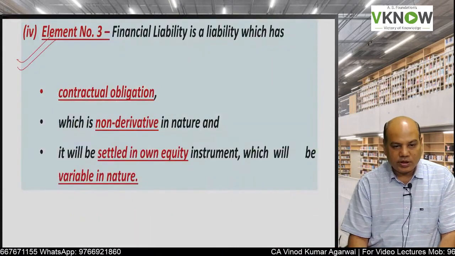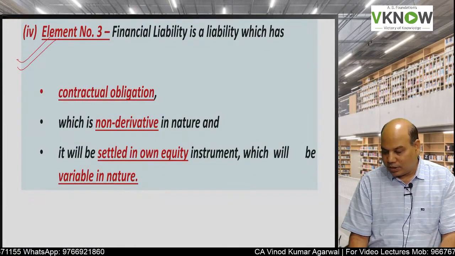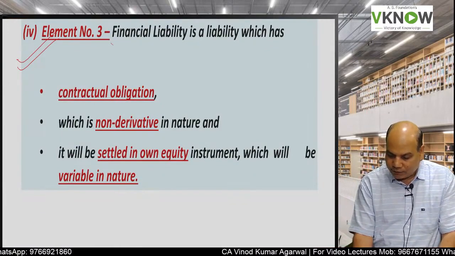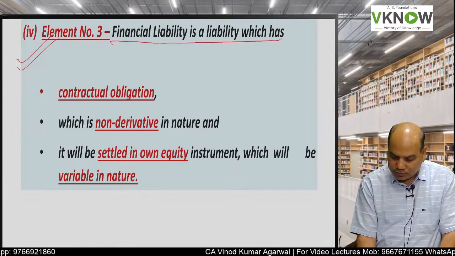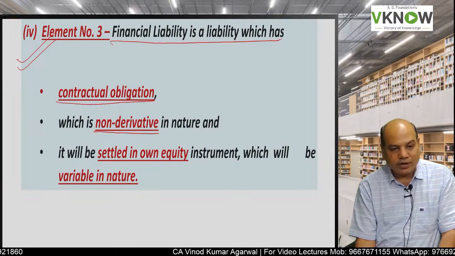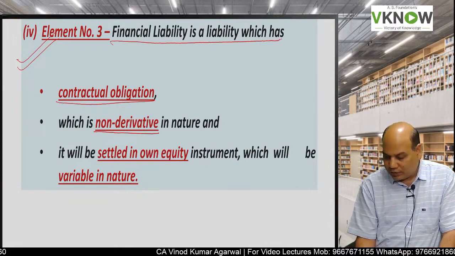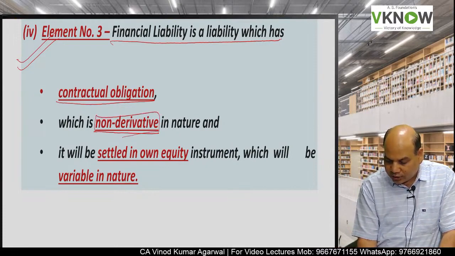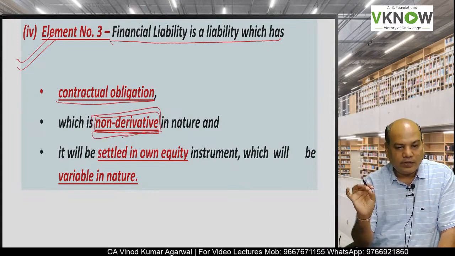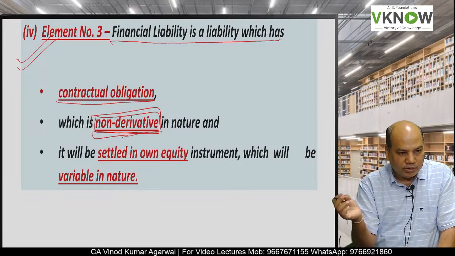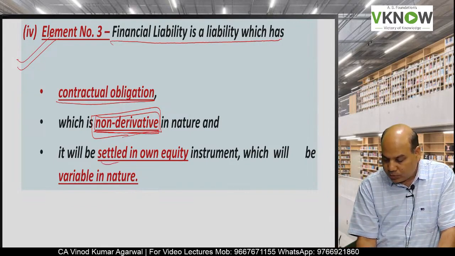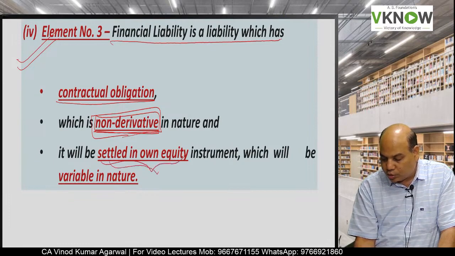Now element number 3. As we go ahead, a little more complication will arise. A financial liability is a liability which is a contractual obligation which is non-derivative in nature. Contract is non-derivative. Remember, the second one was derivative, which is unfavorable. Third is a non-derivative contract which will be settled in own equity instrument.